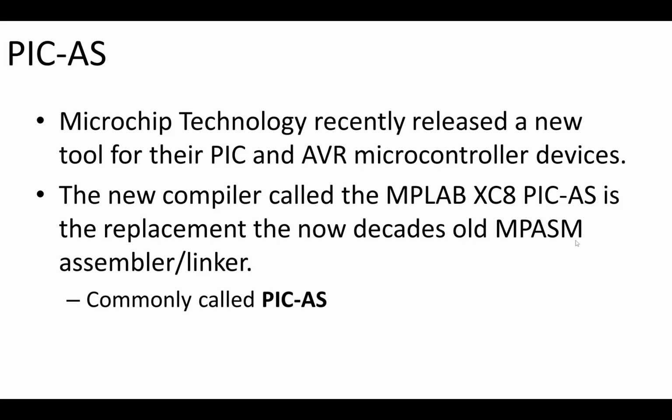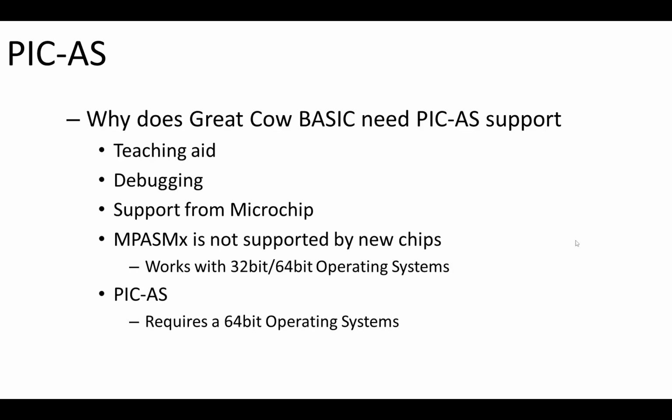Okay, so Microchip recently released this PIC-AS. It's a new compiler, and it essentially replaces the decades-old MPLAB-X assembler and linker. So why do we need PIC-AS support? It's good as a teaching aid, which is what I'm going to do today. You can do some debugging. You get support from Microchip if you need it. In the case where MPLAB-X doesn't support that chip, or you've got a 64-bit operating system. If you've got a 64-bit operating system, you will need PIC-AS.